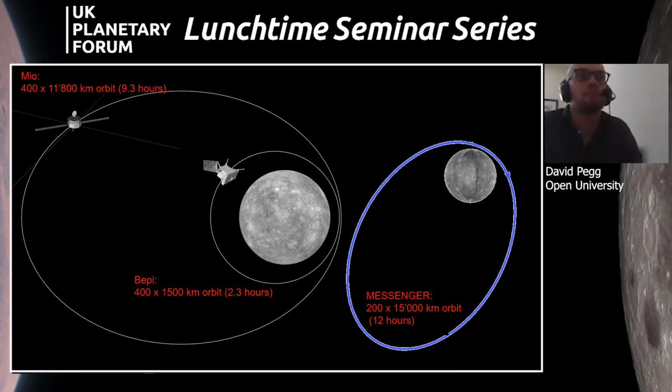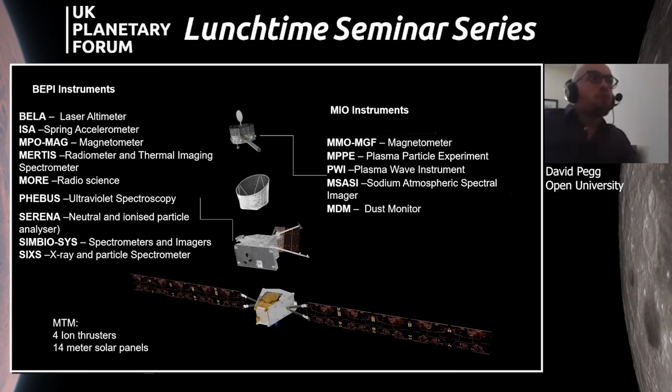You can see Messenger's orbit to the right was very elliptical, and so the southern hemisphere of Mercury has much poorer data used to study, and so Bepi will really give us some of the best images and data for the southern hemisphere. On board the 2 satellites, as I say, MIO is magnetometers and plasma science mostly. Bepi has a great range of instruments for studying the surface of the planet.